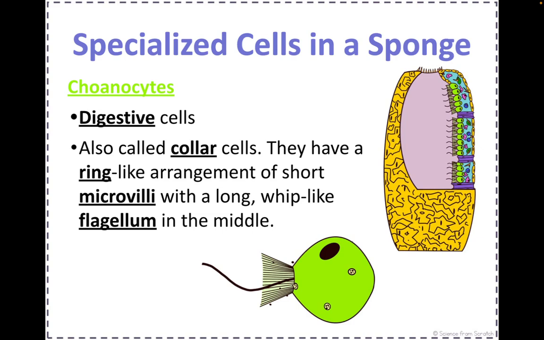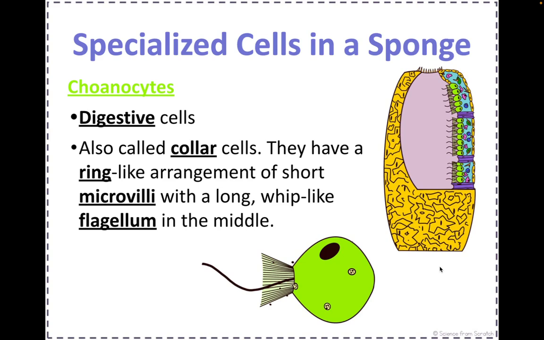Okay, moving on to the specialized cells in a sponge. There's a couple different types we're going to talk about. The first is called a choanocyte. These are digestive cells. We also can refer to them as collar cells. They have a ring-like arrangement of short microvilli with a long whip known as the flagellum in the middle. You can see the structure of one down here. This is our ring arrangement. We've got microvilli, all these tiny hair-like pieces, and then one flagellum in the middle that's coming out. This is going to aid in the movement of water.